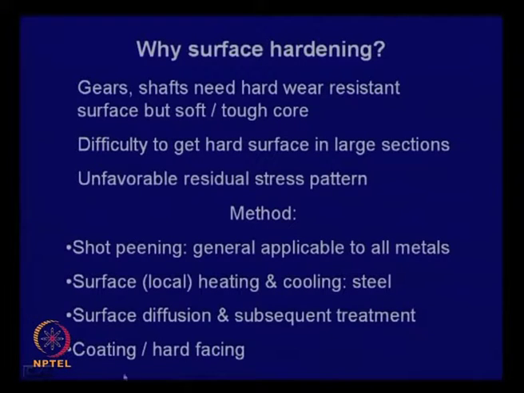Many large components are first given a heat treatment, spheroidizing annealing, they are machined, and then finally the surface hardening heat treatment is given. In that case, if you have low carbon content, even if you heat the surface and quench, you may not get the desired hardness. Therefore, you need to modify the composition of the surface. This is done by diffusing that element which can increase the hardness of the surface, and then giving a subsequent heat treatment.